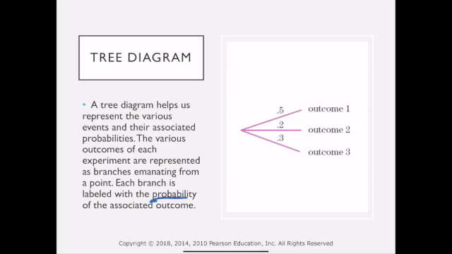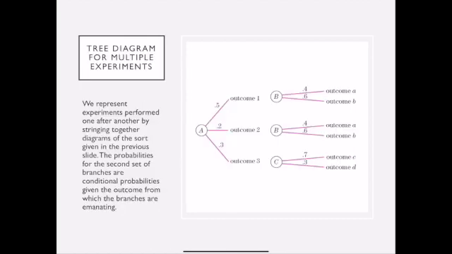So here we have the first outcome is 0.5, second's 0.2, third is 0.3. Notice that these still add up to 1 because the probability of all possible outcomes is going to add up to 1. We can also have a tree diagram for multiple experiments. Okay, so here's our first experiment, here's our second experiment, and again we list the probability of each outcome occurring.